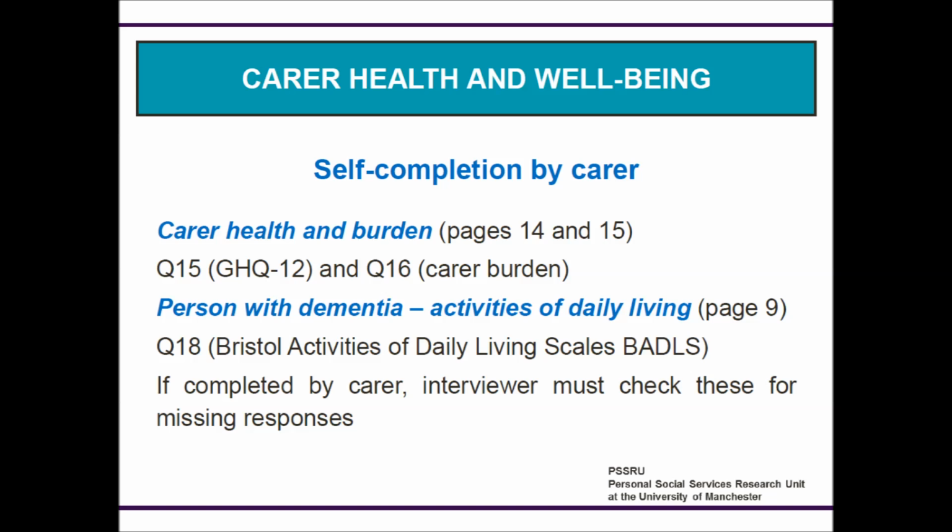In question 18, the carer is asked to tick the box that most closely describes the level of ability of their relative. Not applicable should be selected only if the person with dementia did not do that activity when they were well.